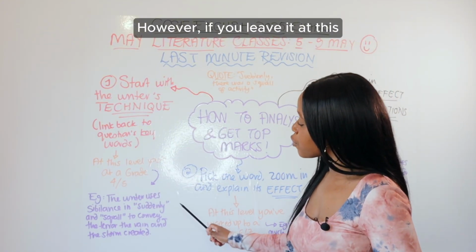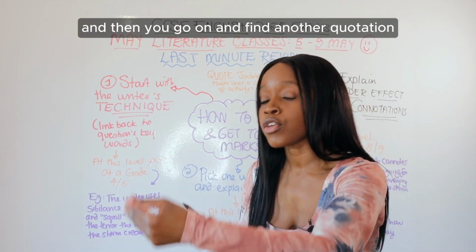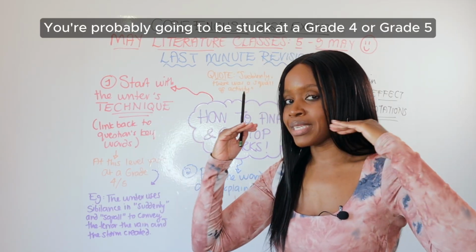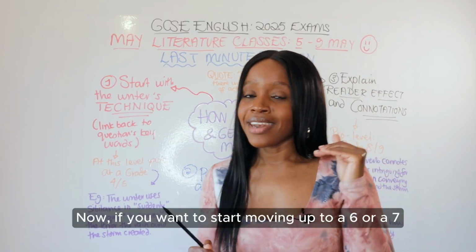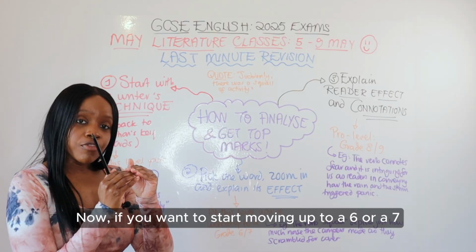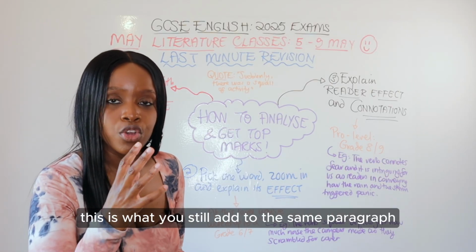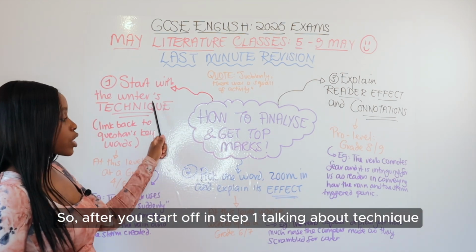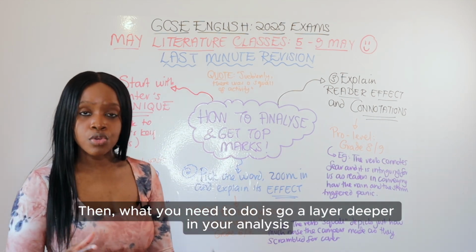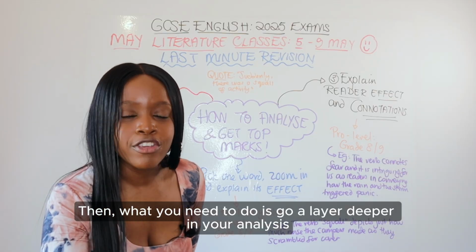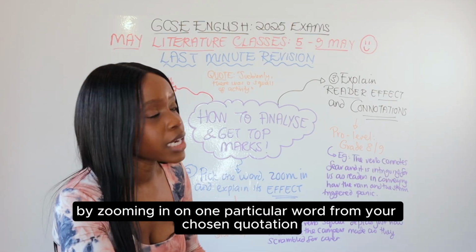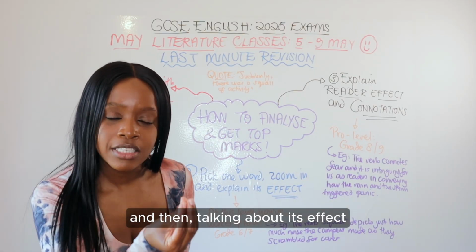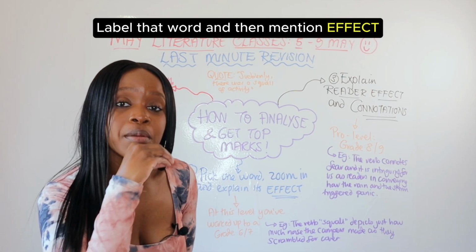However, if you leave it at this and then go on and find another quotation and make another point about technique, and then another quotation, you're probably going to be stuck at a grade 4 or grade 5. Now, if you want to start moving up to a 6 or a 7, this is what you still add to the same paragraph. After you start off in step number 1, talking about technique, what you need to do is go a layer deeper in your analysis by zooming in on one particular word from your chosen quotation and then talking about its effect. Label that word and then mention effects.